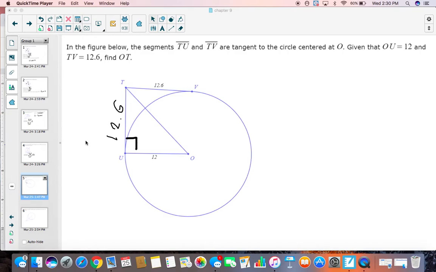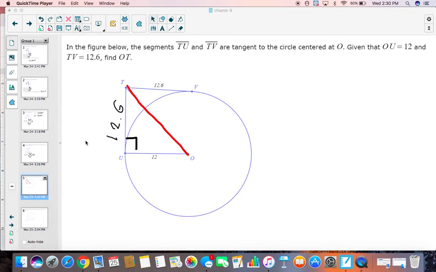Well, now look what we have. We have a right angle. We have two sides, and we're trying to find this other side right here. So what can we use? Well, we can use the Pythagorean theorem. So let's set this up.